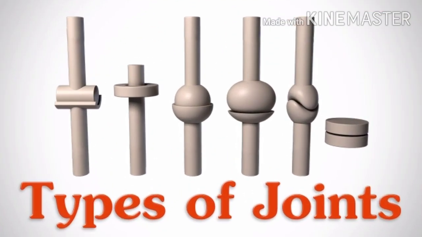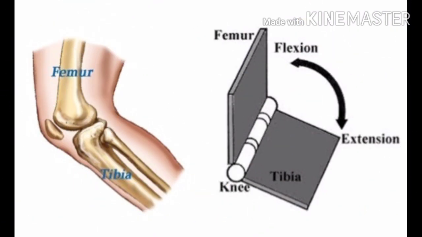Now we will discuss the types of joints that we find in our body. First is the hinge joint. Hinge joint is basically found in the knee. You can see in the diagram here that femur and tibia are joined, so it can move in only one direction, like the hinge of a door. So this type of joint is called a hinge joint. This is found in the elbow, knee and fingers.